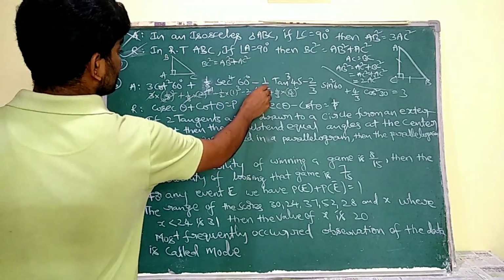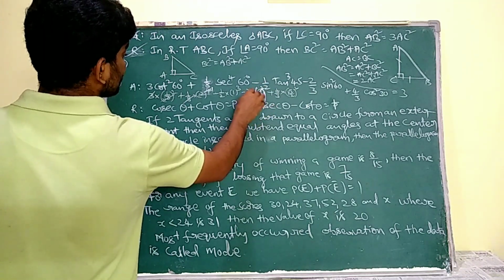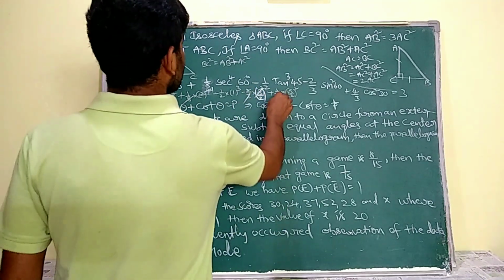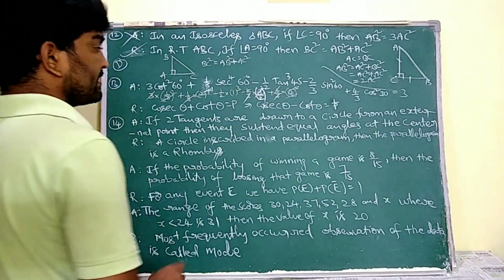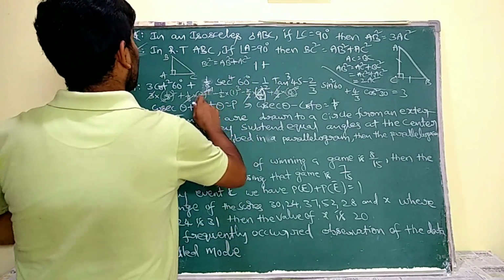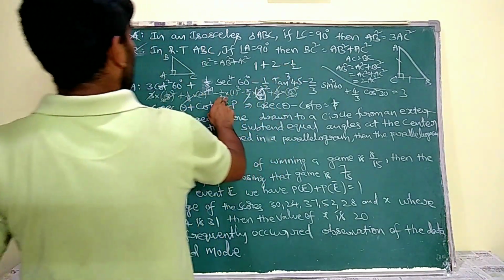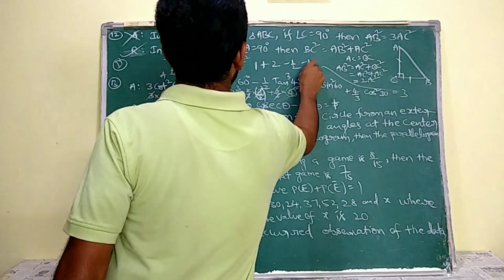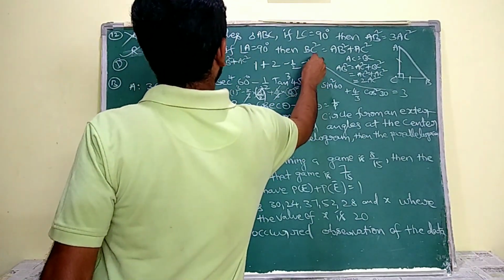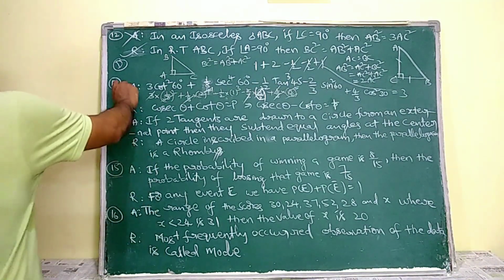Now root 3 by 2 whole square means it is 3 by 4. This and this are going to be cancelled and 1 by 2 is left here. Now 4 by 3 into 3 by 4, the 3 and 3 are going to be cancelled, and 4 and 4 are going to be cancelled. So let me write the left out values here. So here it is 1 and it is 2. Now coming to this, it is minus 1 by 2. Coming to this, it is also minus 1 by 2. Now coming to this, it is plus 1. So minus 1 by 2, minus 1 by 2 and this plus 1 are going to be cancelled. Then the answer is 3. Yes, the answer is true.